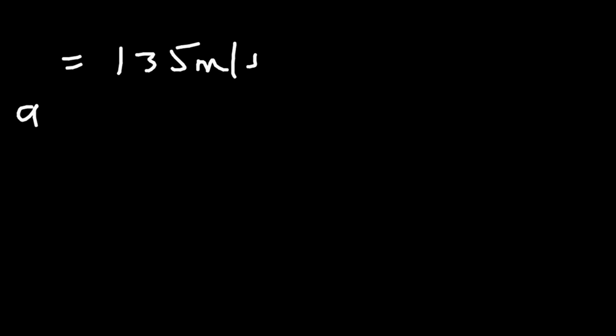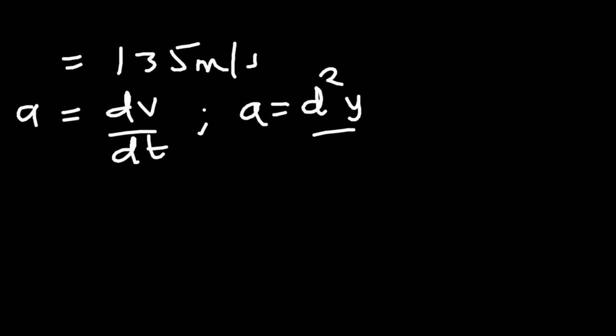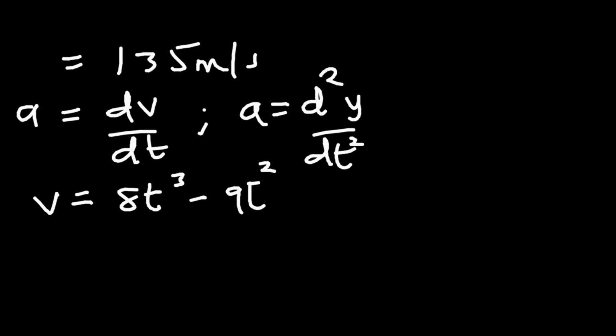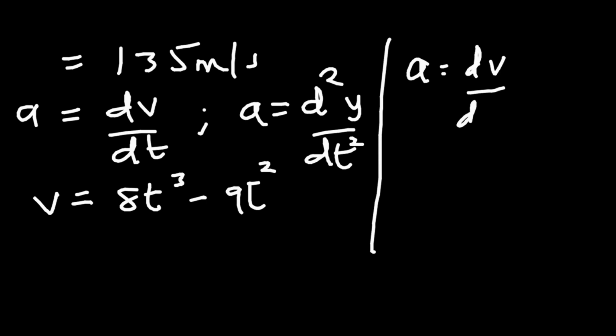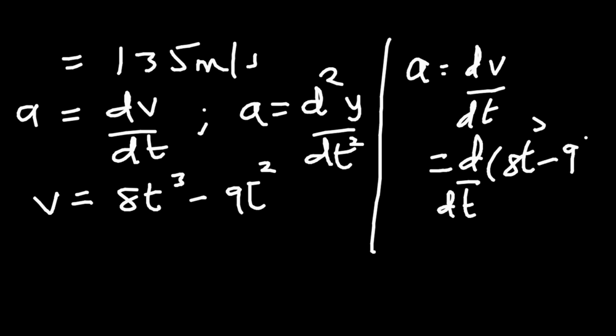To obtain the instantaneous acceleration a, we shall make use of dv/dt, or we could also make use of a equals d squared y by dt squared, that is the second order differential of the displacement. Already we know that v from our previous slide was 8t raised to power 3 minus 9t squared. So that our a will now be dv/dt. And of course, a will be d/dt of 8t raised to power 3 minus 9t squared.